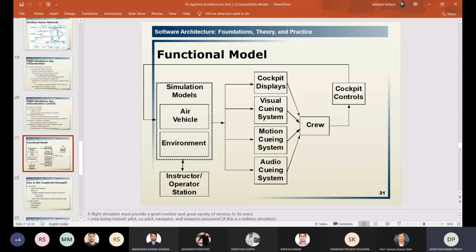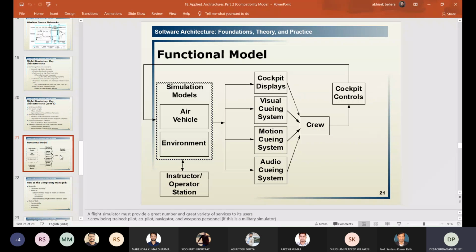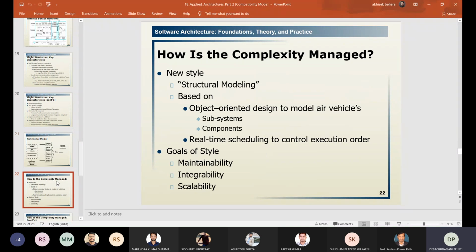Okay, again it will be a continuous evaluation. Here it is. So then, if any type of complexity occurs, how are you able to manage it? With some structural modeling, and that model is based on object-oriented design to model air vehicles, subsystems, as well as the components. For the object-oriented design, we have the subsystems and components, and real-time scheduling to control the execution.